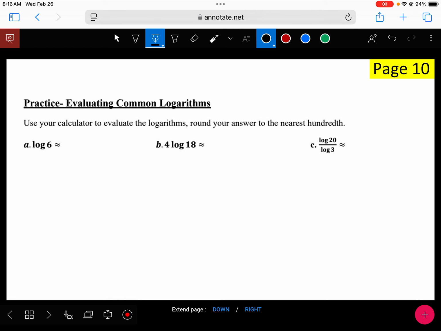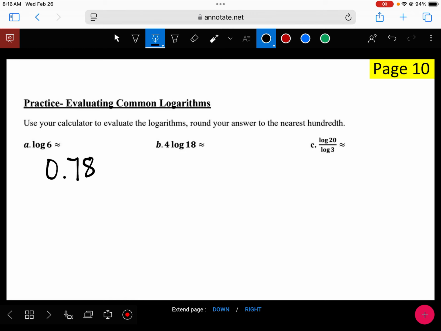So I want you to hit the log key and then the number 6. And we're going to round this to the hundredths place. So that means 2 numbers after the decimal. So that would round to be about 0.78. Thumbs up if that's what you got.